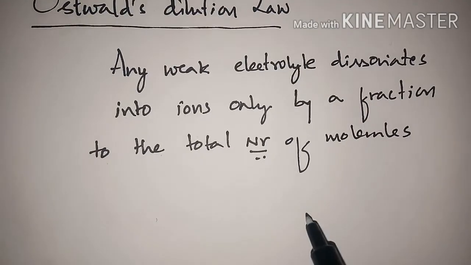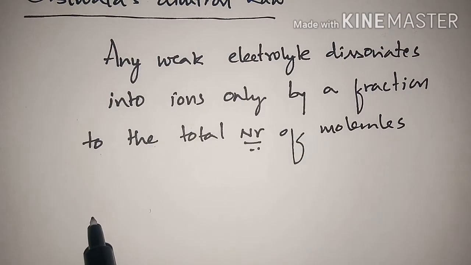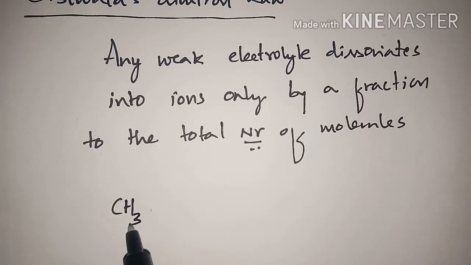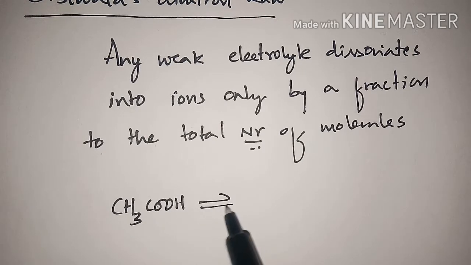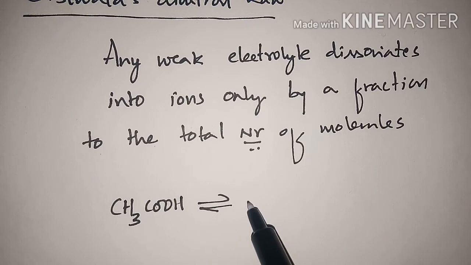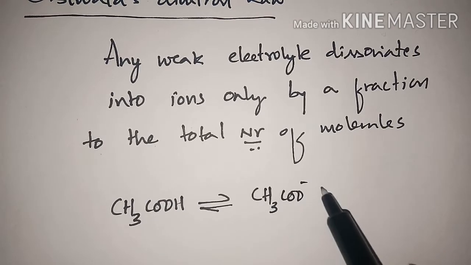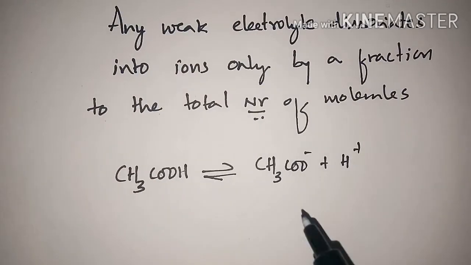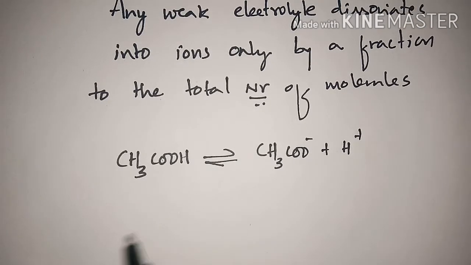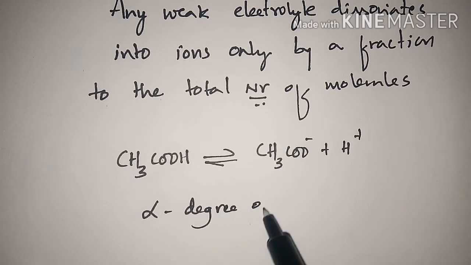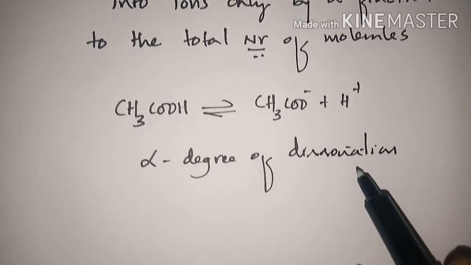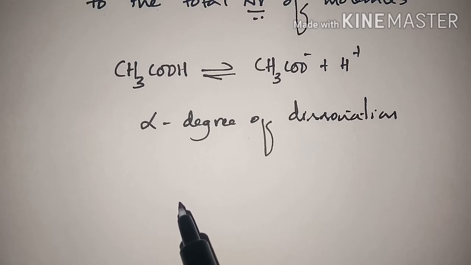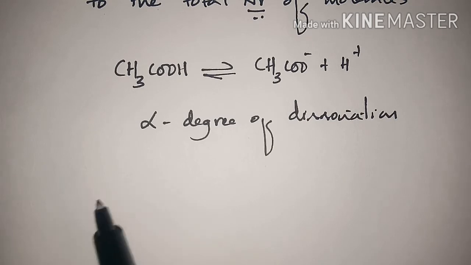Now we can take a weak electrolyte such as acetic acid. It undergoes dissociation only by a fraction, giving acetate and H plus. This fraction we call the degree of dissociation, alpha. Ostwald pointed out that we can apply the law of mass action to this equilibrium.